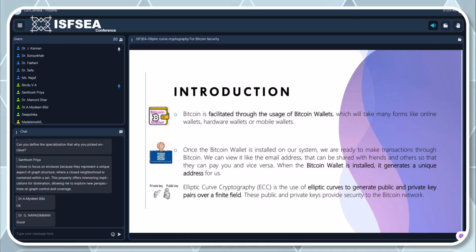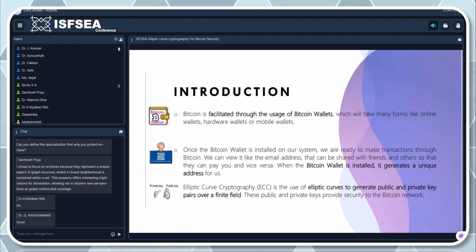Bitcoin is facilitated through the usage of a Bitcoin wallet, which can take many forms like online wallet, hardware wallet, or mobile wallet. Once the Bitcoin wallet is installed in our system, we are ready to make transactions through Bitcoin. We can view it like an email address that can be shared with friends and others so that they can pay you and vice versa. When the Bitcoin wallet is installed, it generates a unique address for us. Elliptical cryptography is the use of elliptic curves to generate public and private key pairs over a finite field. These public and private keys provide security to the Bitcoin network.